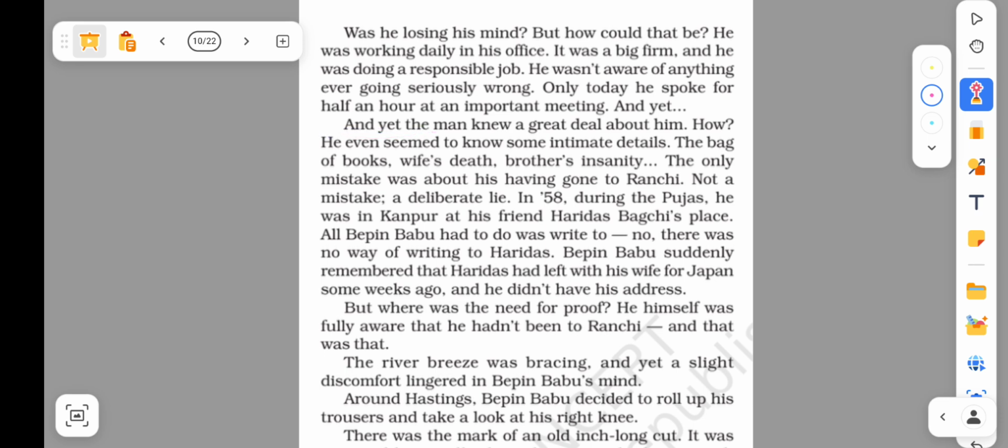So he was a little bit confused at that time, and he had that, what should I say, suspicion, or he got that idea. I'm not getting that word actually, it's a very common word, but I've forgotten.